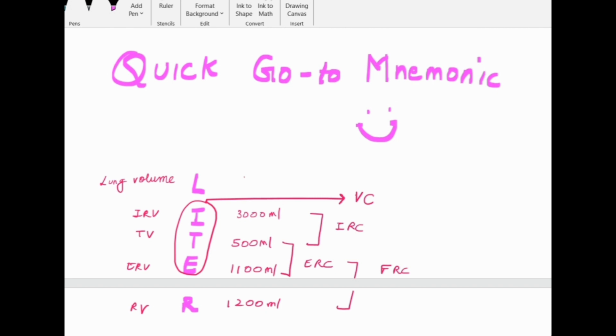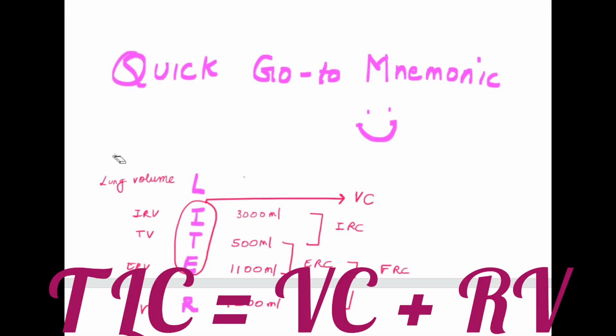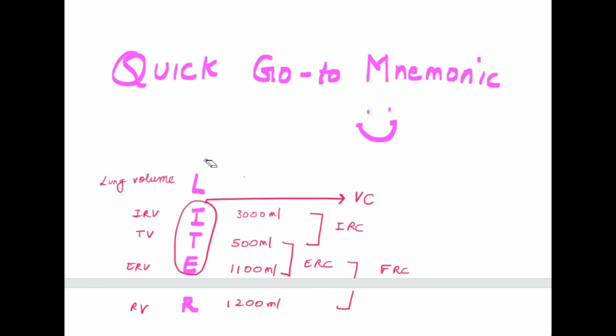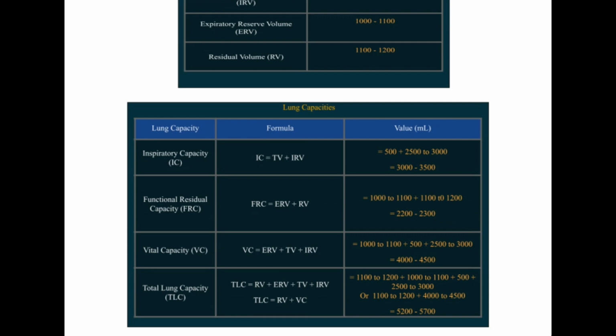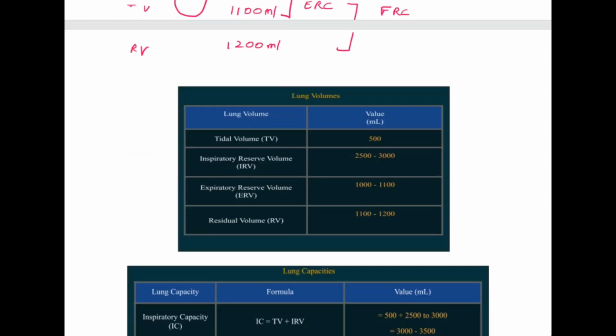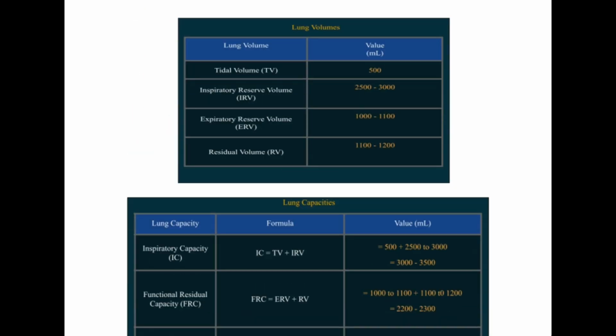Or how else can we express the total lung capacity? First three plus RV, right? So what is IRV, TV plus ERV? It is nothing but vital capacity. So we can express total lung capacity, TLC, as VC plus RV also. This is important: the total lung capacity can be expressed in two ways. This is all about lung volumes and capacities.